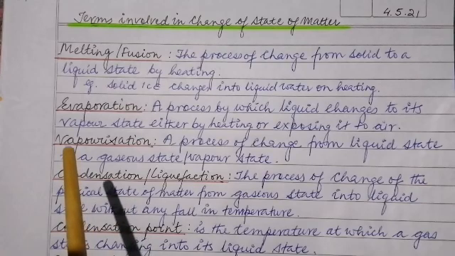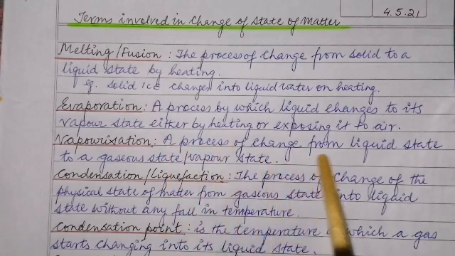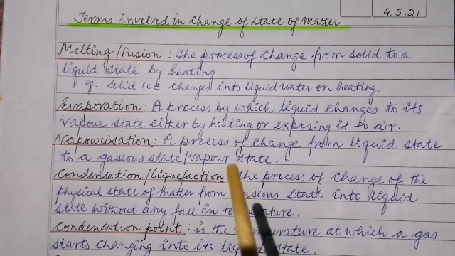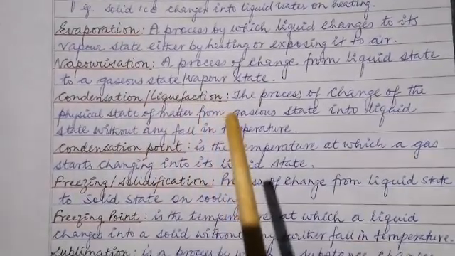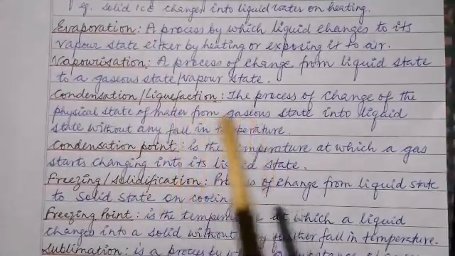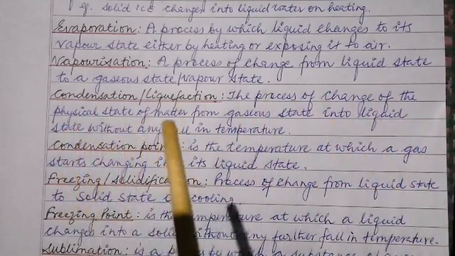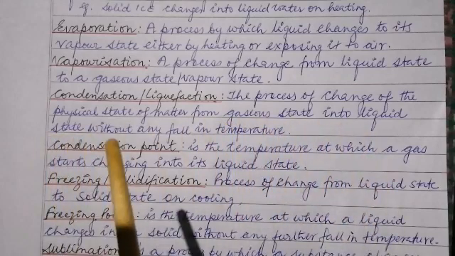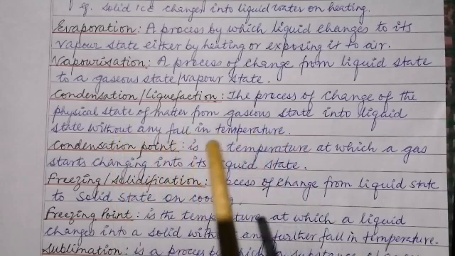Next important term is vaporization. It is a process of change from liquid state to a gaseous state or vapor state. Now, how do I define condensation or liquefaction? Condensation is the process of change of the physical state of matter from gaseous state into liquid state without any fall in temperature. That means without any change in temperature.